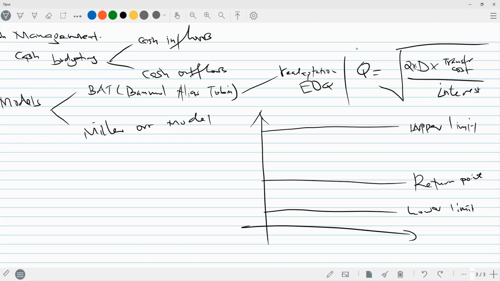The idea is that the company's cash ought not to go above the upper limit, and ought not to go below the lower limit. Essentially, if it is possible, keep your cash balance at the return point. So cash should not go above here; return it back to the return point, and cash should never go below the lower limit; return it back to the return point. The difference between the lower limit and the upper limit is referred to as the spread.